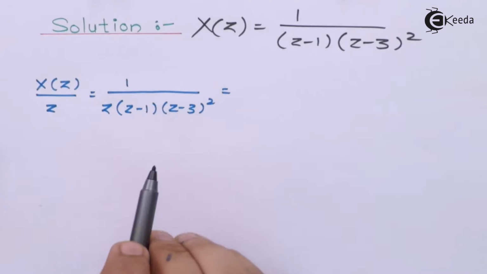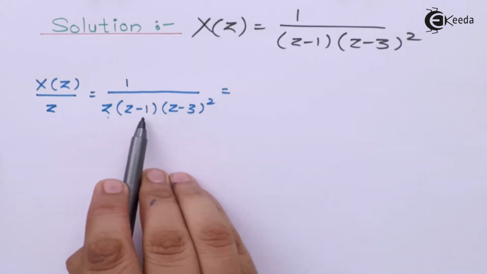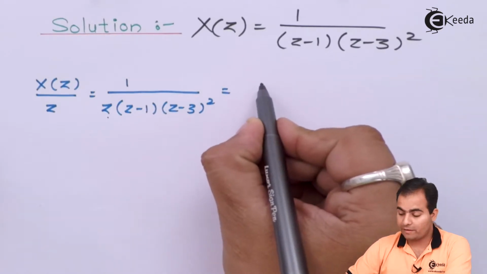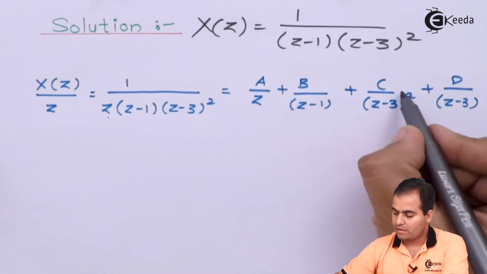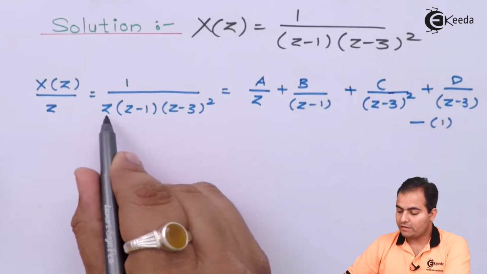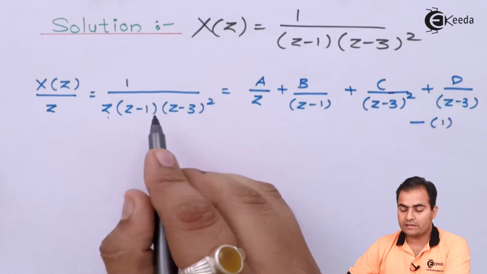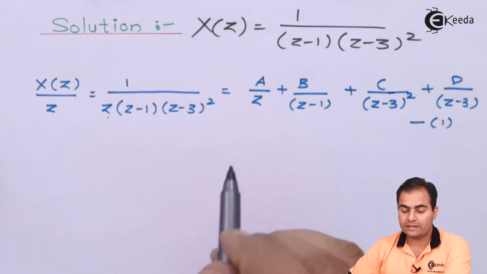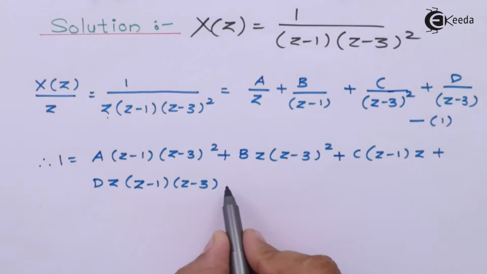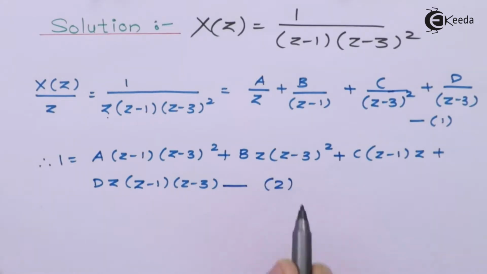Right now, look at here. How many poles do we have in the denominator? 1, 2, and here the order is 2, which means the total is 4. So we'll use 4 variables. And this is nothing but my equation number 1. Just do one thing, cross multiply this denominator, or you can say simply multiply this denominator on the right hand side. Now after multiplying I have got this equation, and let's say this is nothing but equation number 2.